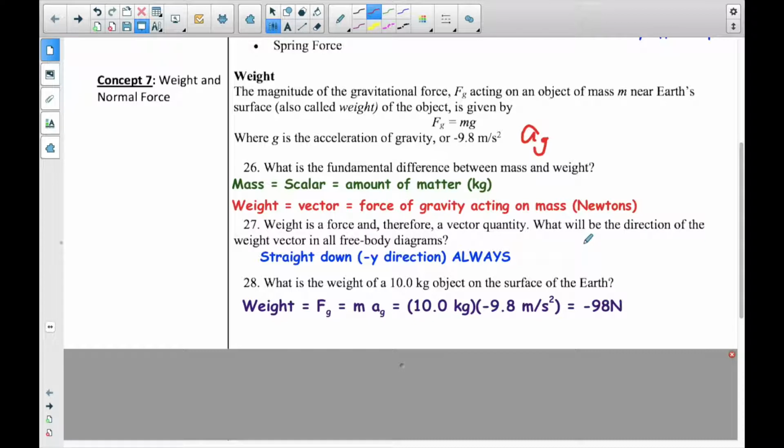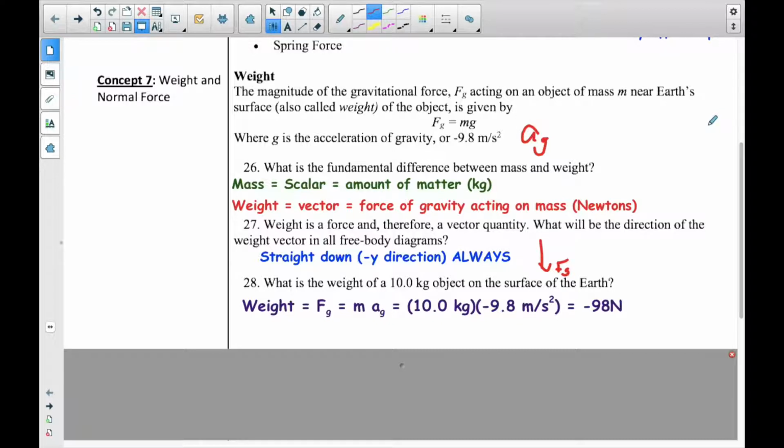What will be the direction of the weight vector in all free body diagrams? We will always draw our vectors straight down with force of gravity. That is always going to be the way we go, straight down, because that's the way that gravity always goes. Gravity is always straight down.